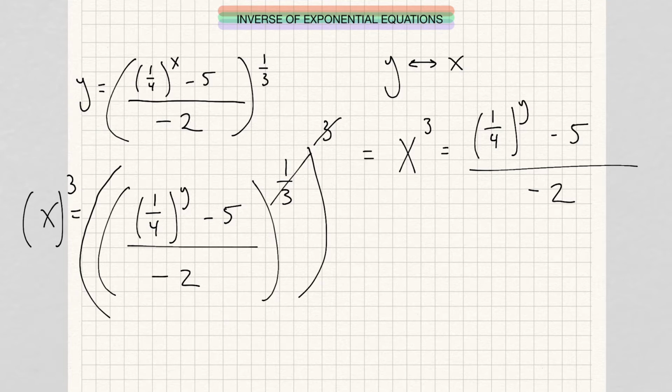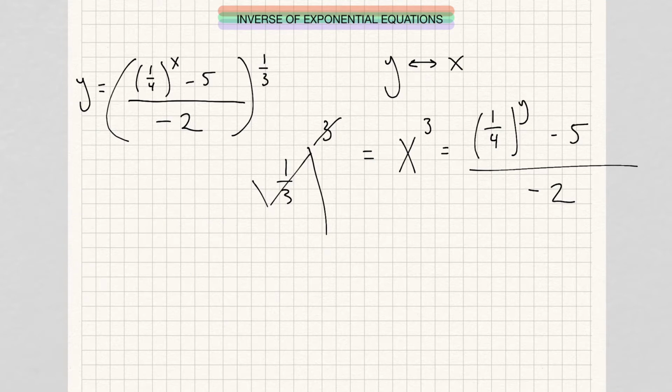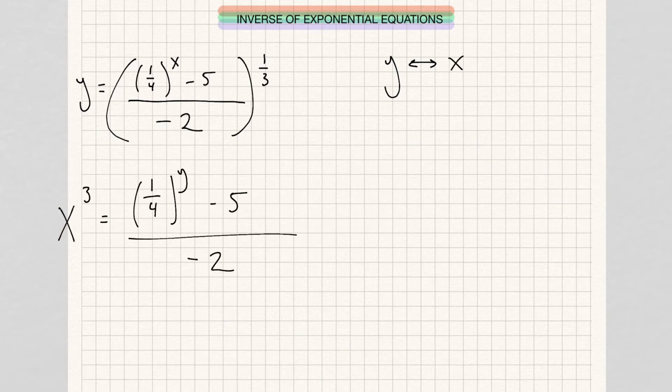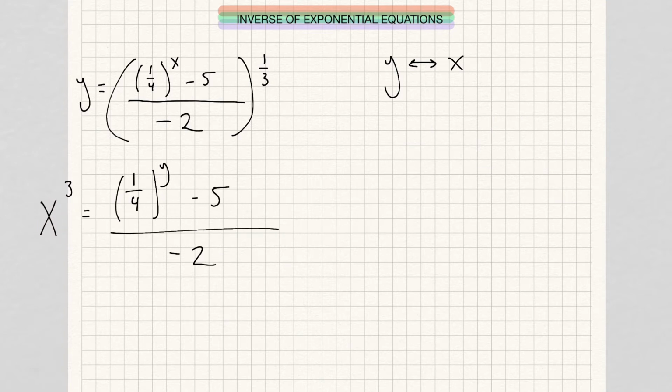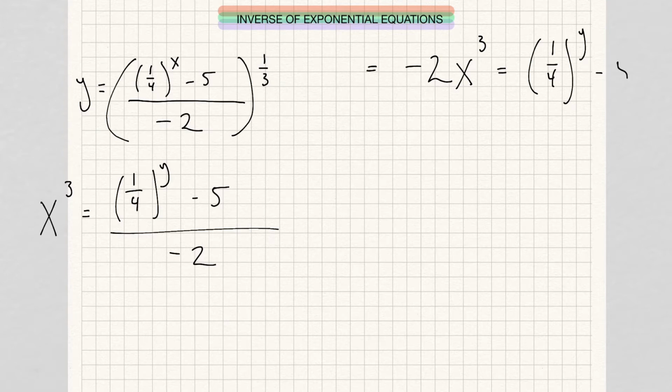So I'm going to go ahead and erase this. Just make sure that you understand how this cancels each other out. Erasing all of this here. And this is what we have. This x cubed equals all of this. All right, now just simply solving for y. First thing we're going to do is multiply both sides by negative 2. So we now have negative 2x cubed equals 1/4 raised to the y power minus 5.